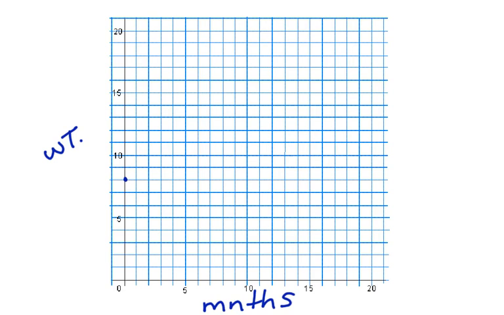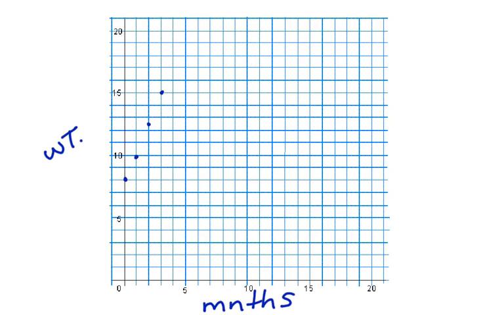At 1 month old, he weighed 10 pounds. At 2 months old, he weighed 12.5 pounds. Put that about there. At 3 months old, he weighed 15 pounds. And we want to predict what he'll weigh at 4 months old.